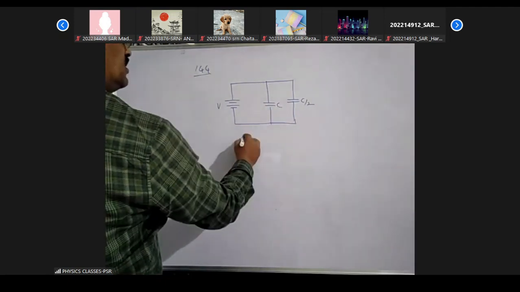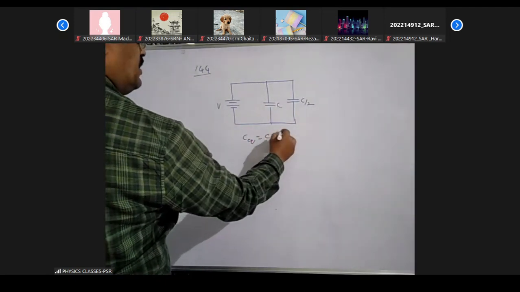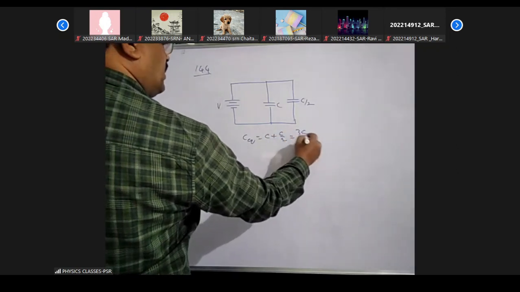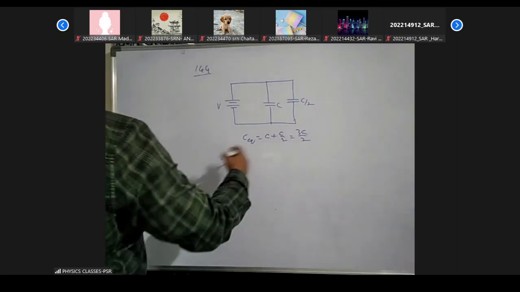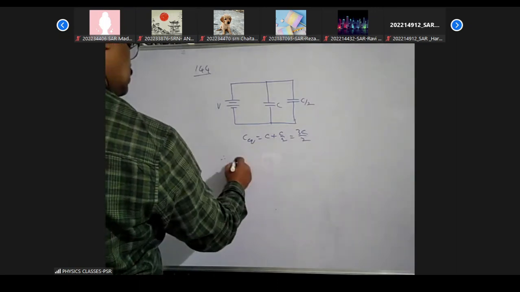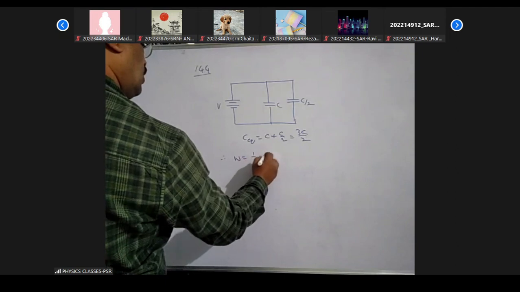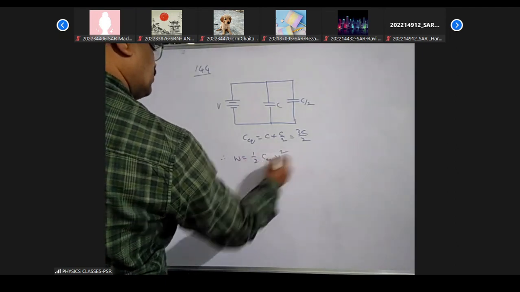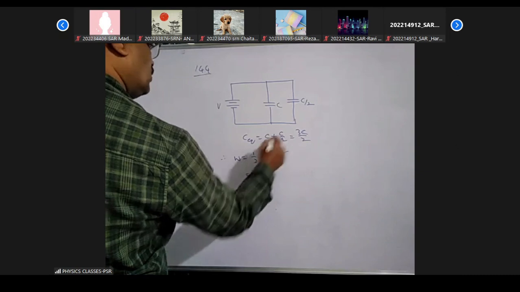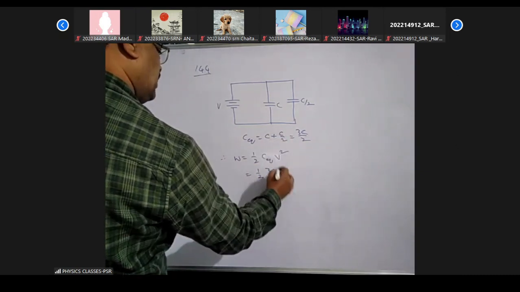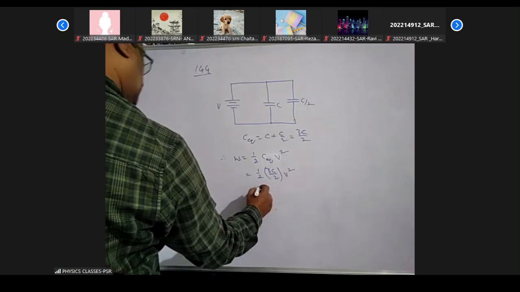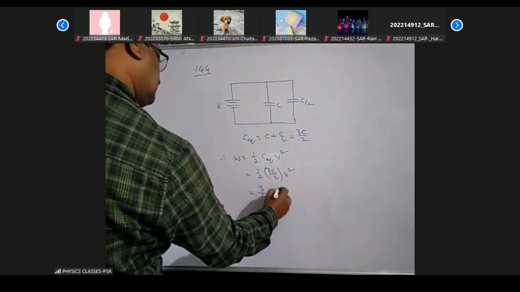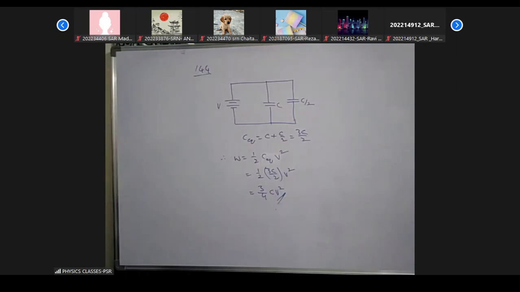Here, C equivalent is equal to how much? C plus C by 2 is equal to 3C by 2. Therefore, the work done in charging fully both the condensers, so that is the question. Work done is equal to half into C equivalent into V square, so half into 3C by 2 into V square. So the answer is 3 by 4 CV square. Here in the textbook, half CV square is given.